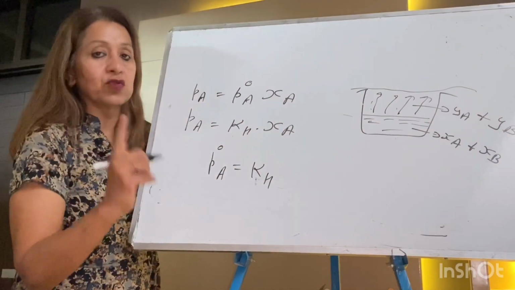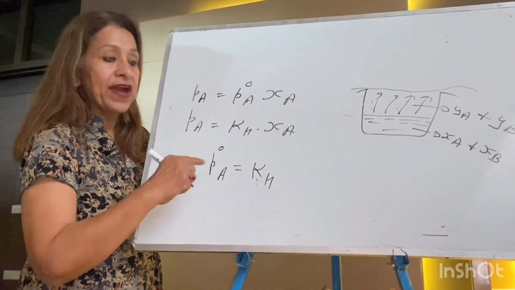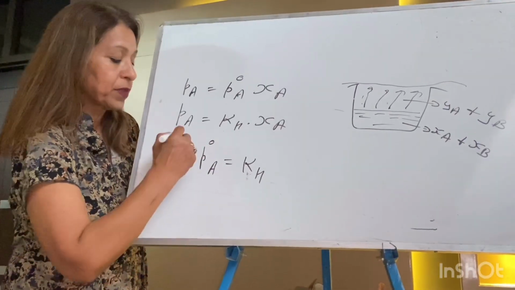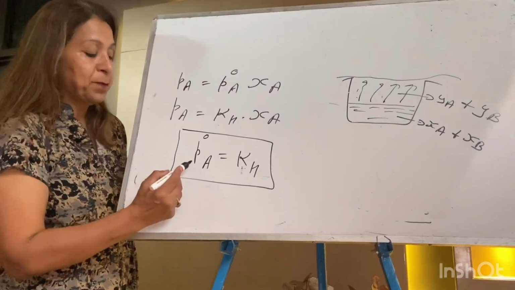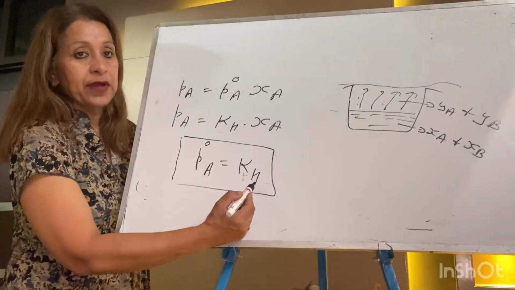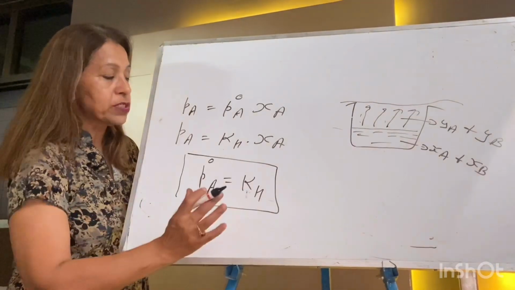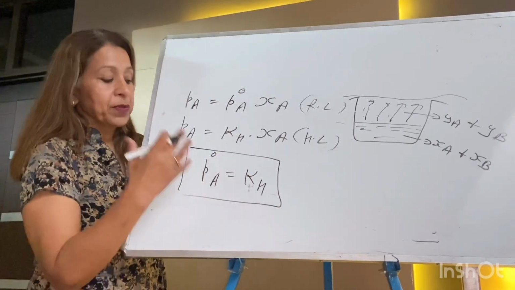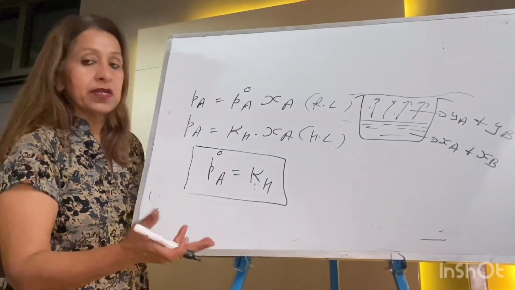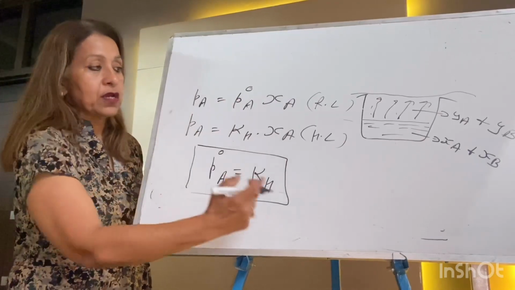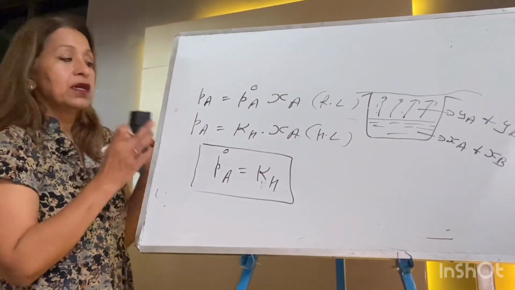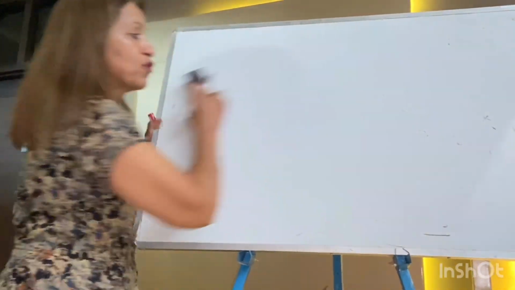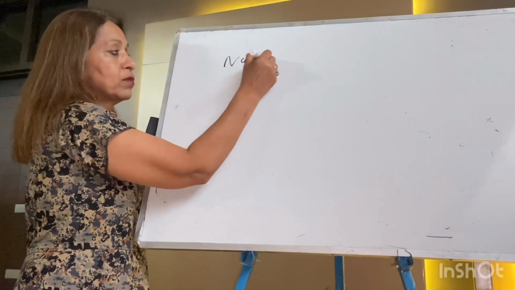It's a very important question. When does Raoult's law become a special case of Henry's law? The answer is one word: when P naught A is equal to KH. Write down your question: when does Raoult's law, this is your Raoult's law, this is Henry's law, become a special case of Henry's law? The answer is when P naught A is equal to KH. I think everything is clear. Now I've given the conclusion, vapor pressure, Raoult's law. Now you are left with only the numericals of Raoult's law.